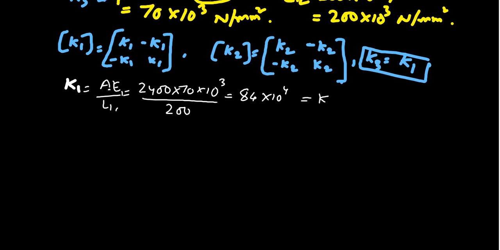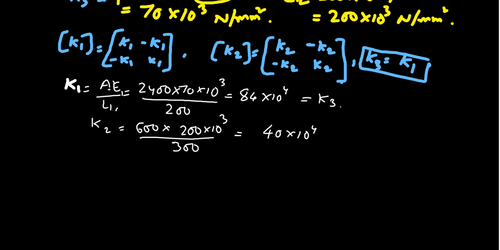Now you need to calculate the value for K2. Again, A2 E2 by L2. The A2 value is given as 600, into the E2 value, that is 200 into 10 power of 3, divided by 300. From this calculation we got 40 into 10 power of 4. This is the value of K2, and K1 and K3 are as found before. Now we'll go for calculating the global stiffness matrix.